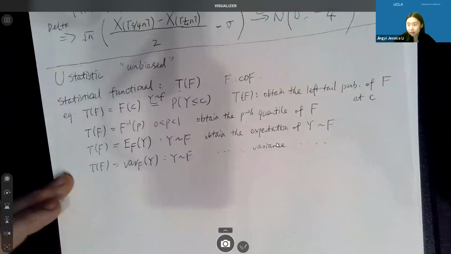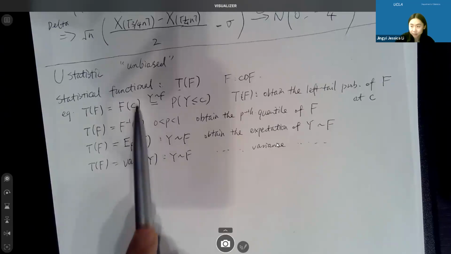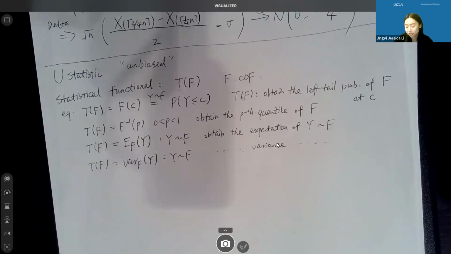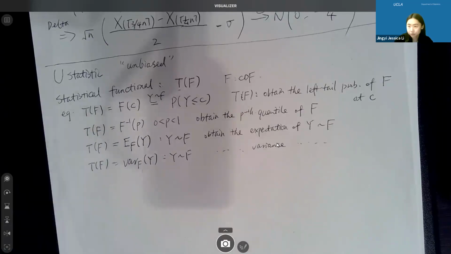I can name other examples. Here I'm talking about the tail probabilities, the quantiles, which include the median as a special case, the expectation, and the variance. I can go to higher order moments like the kurtosis and the skewness. But just to let you know, for all the properties or parameters we can extract from a distribution CDF, we can define it as a statistical functional. So this perspective will open a big door for us.